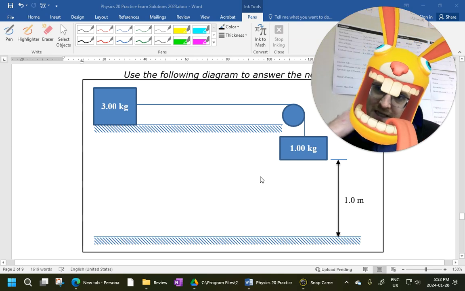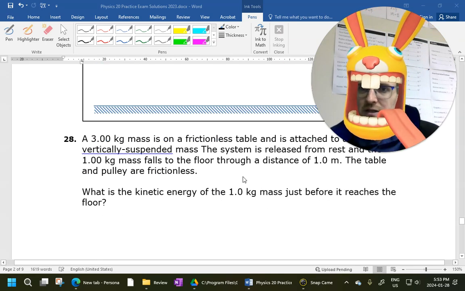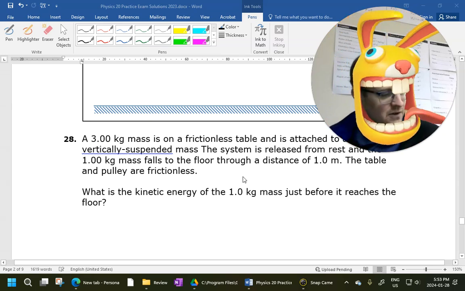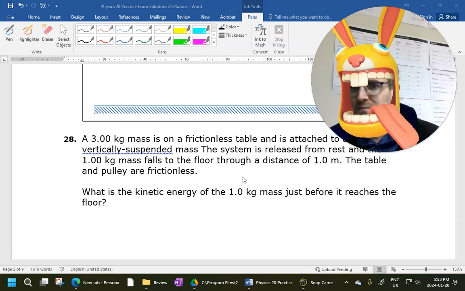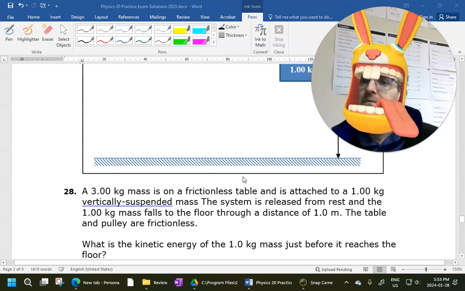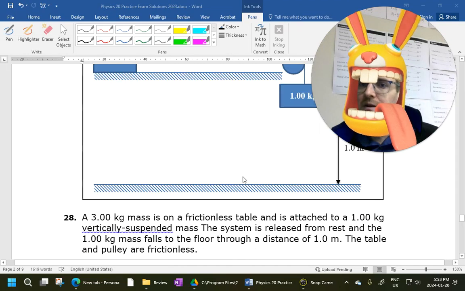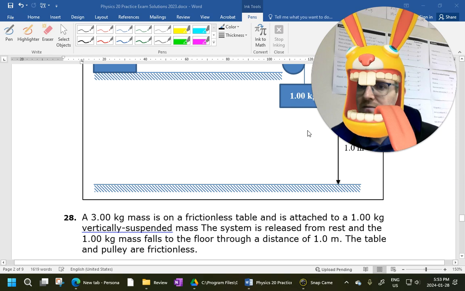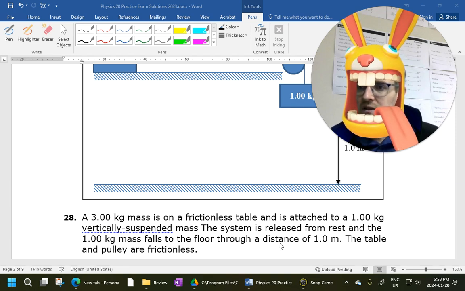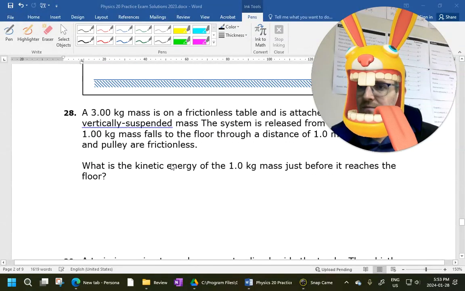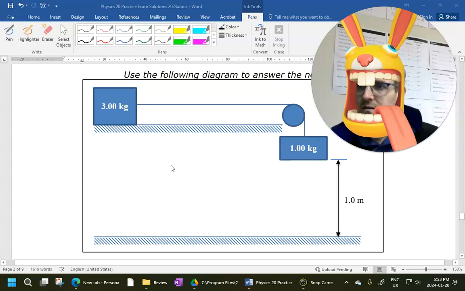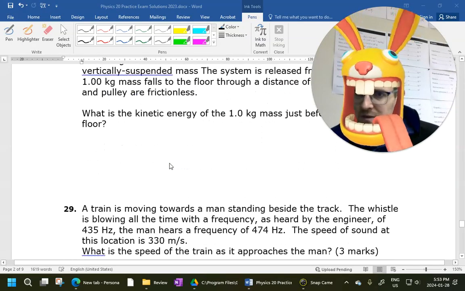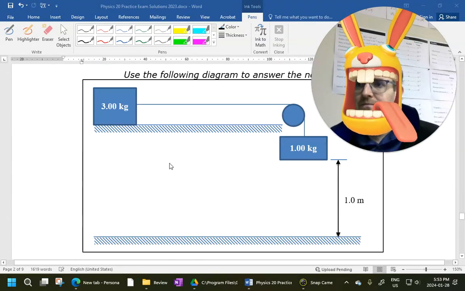All right, next question here is trying to determine, based on this picture, what is the kinetic energy of the 1 kilogram block just before it hits the ground? Okay, so let's see what we have at the top here. So we have this 3 kilogram mass on a frictionless table attached to a 1 kilogram mass vertically suspended. It's released from rest. It falls to the ground 1 meter, pulls it down. It pulls the frictionless system. Okay, so what's the kinetic energy of the what? The 1 kilogram one again? The 1 kilogram mass. Okay.